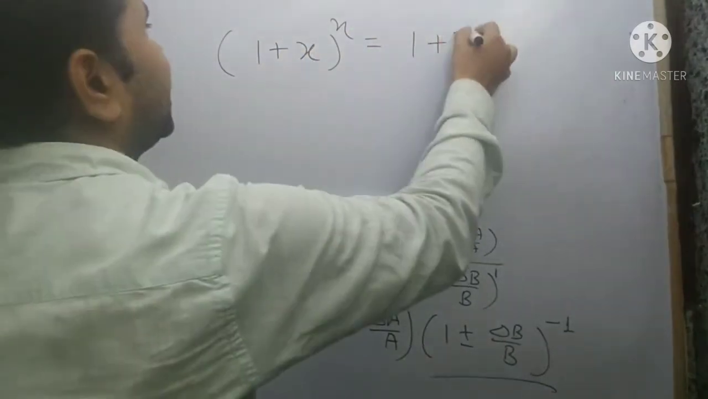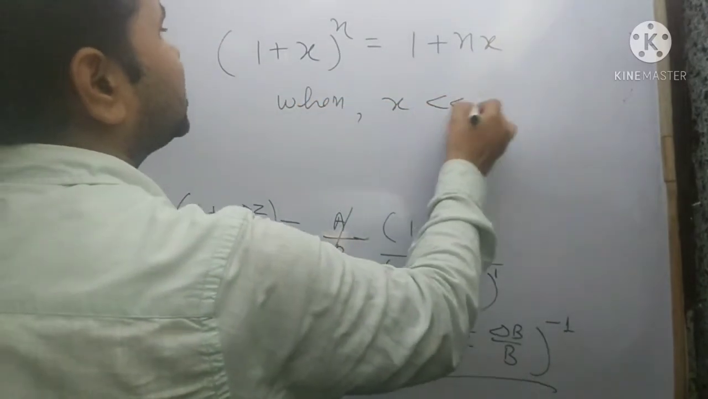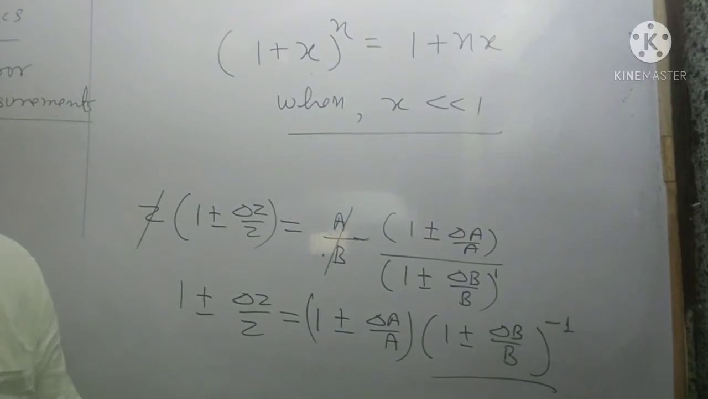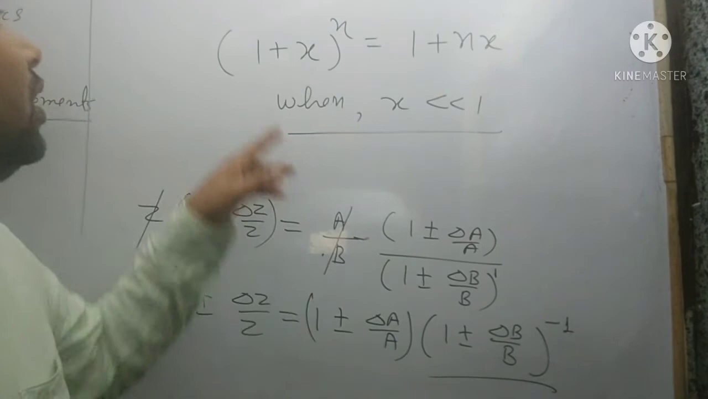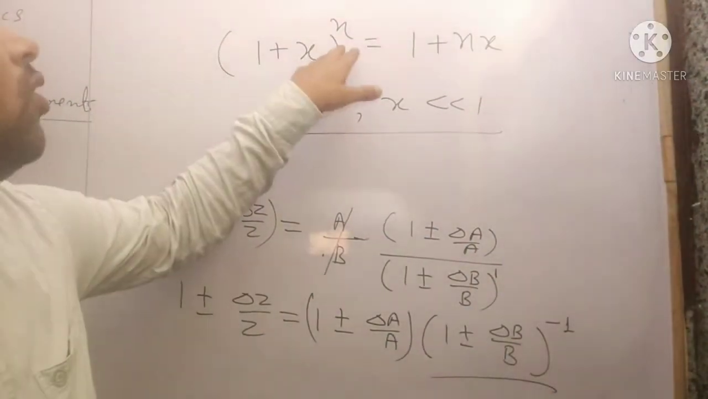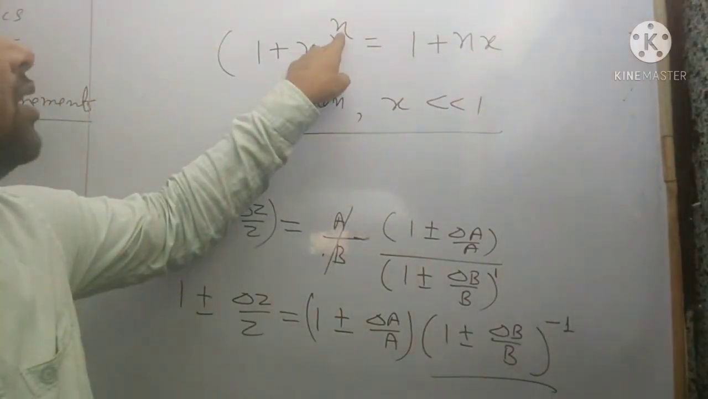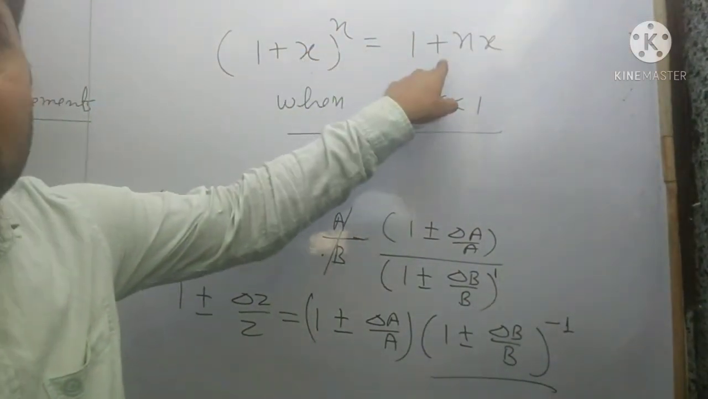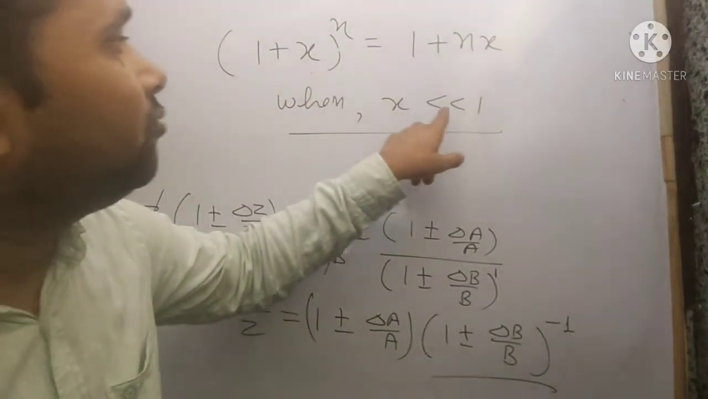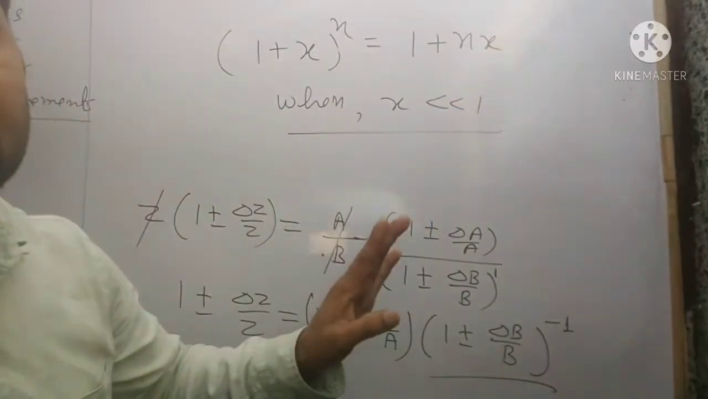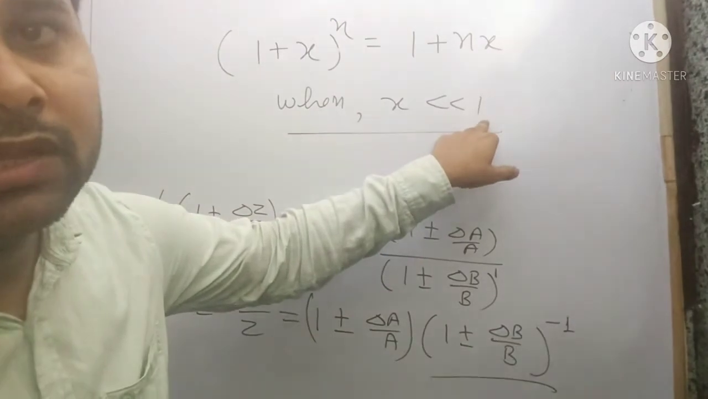to 1 plus nx, when x is much less than 1. This is the binomial theorem. In the binomial expansion there is a specific law or theorem which says that (1 plus x) to the power n equals 1 plus nx. We have just multiplied the exponent with x. When is this possible? When x is very much smaller than 1. This is the symbol for much smaller: x much smaller than 1.